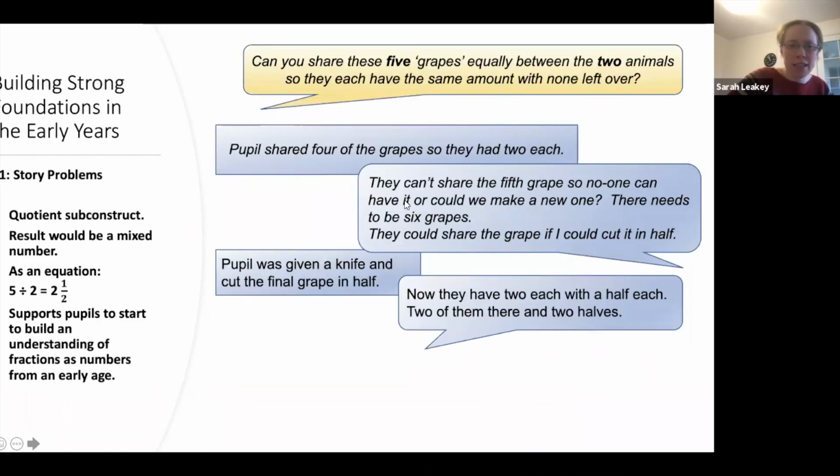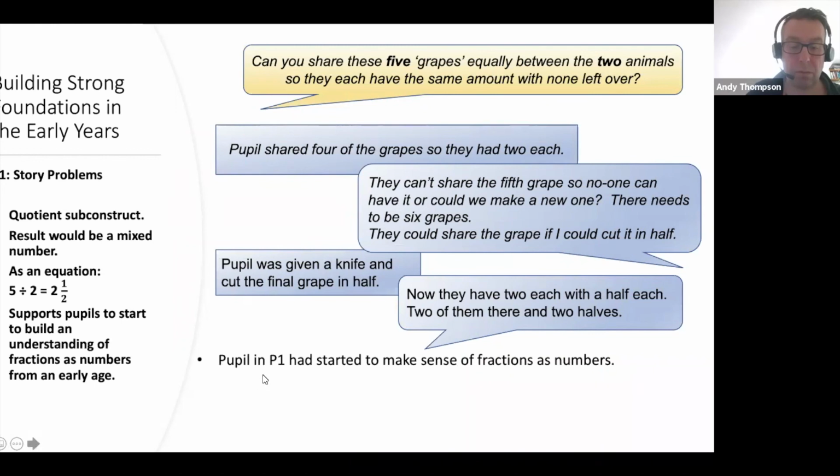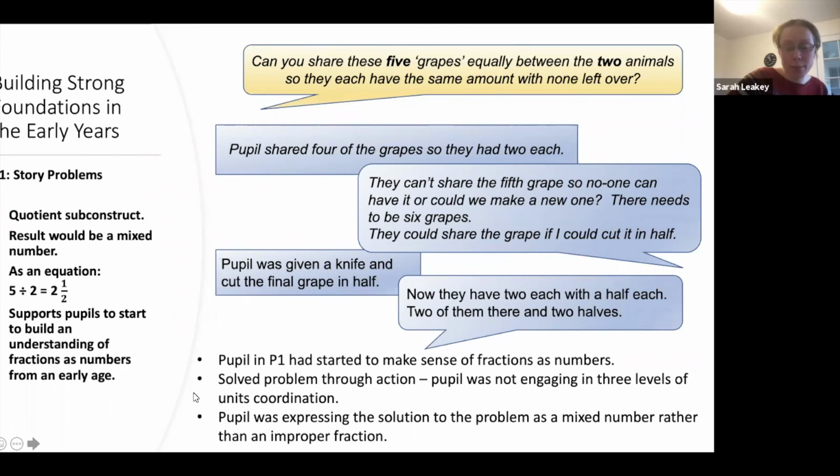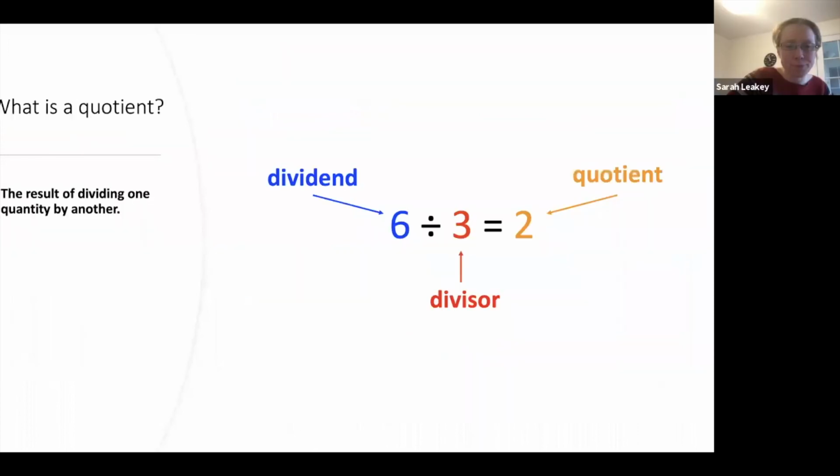So I just want to revisit this P1 who solved this problem. And again, this isn't atypical. This is perfectly within the reach of our P1s. And so we shouldn't avoid exploring fractions with these younger pupils. But I want to emphasize that this P1 had started to make sense of fractions as numbers. They did solve the problem through action, and that was appropriate for this age range. The pupil wasn't engaged in 3 levels of units coordination like we just looked at. So the pupil was expressing the solution of the problem as a mixed number rather than an improper fraction there.